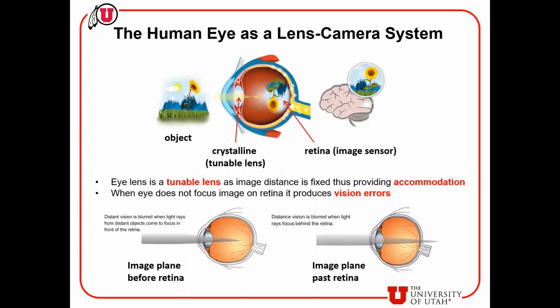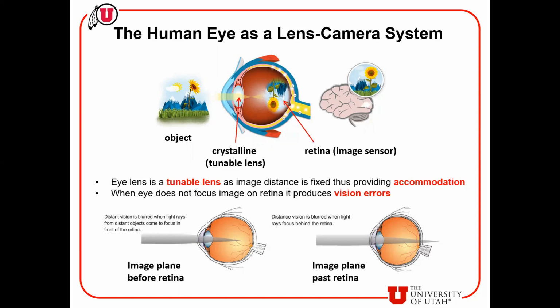The human eye can be simplified as a lens camera system. The crystalline lens in the eye collects light from a distant object and projects it onto the retina, which is the image sensor of the eye, thus producing an image. Note that the crystalline lens is a tunable lens as the distance to retina is fixed and the lens must change its optical power in order to focus images of objects placed at different distances. This is known as accommodation.